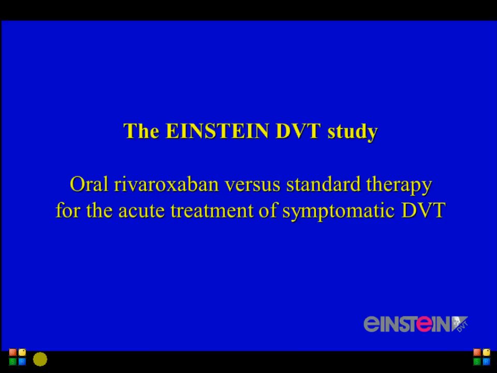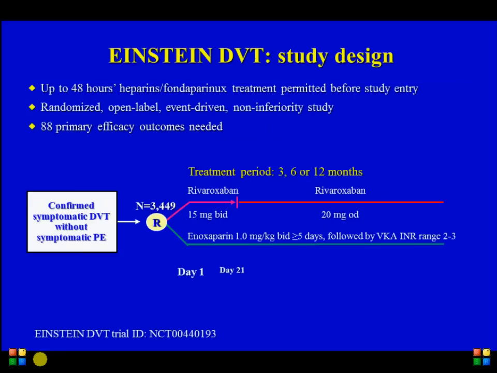Now we're coming to the rivaroxaban studies. And I will start by presenting the Einstein DVT study. In this study, people who had symptomatic DVT without any pulmonary embolism were randomized, and we're talking about 3,500 patients, into rivaroxaban, 15 milligrams, and then after 2 weeks, we go to 20 milligrams, versus enoxaparin followed by warfarin.